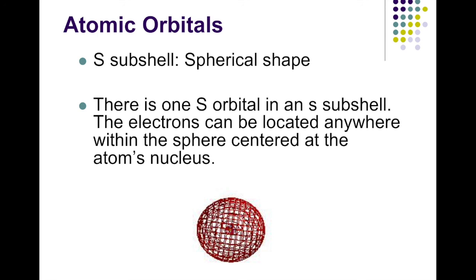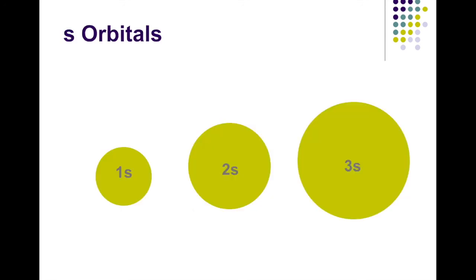Now the p subshell is a little bit different. But continuing on with the s orbitals, the energy level determines the size of that shell. So 1s is going to be your smallest shell. 2s is going to be bigger. 3s is going to be bigger than that. 4s is bigger than that. 5s and 6s are going to be bigger than those.